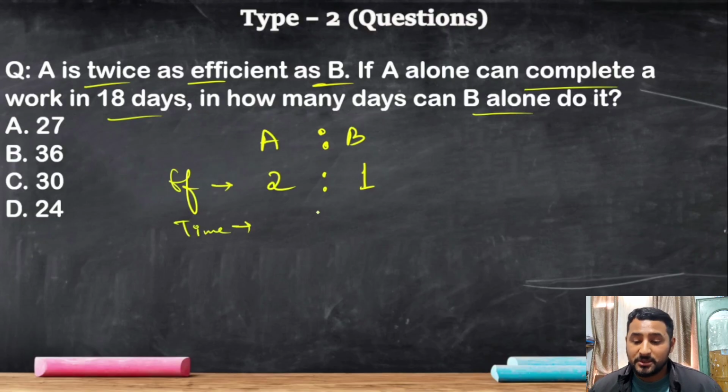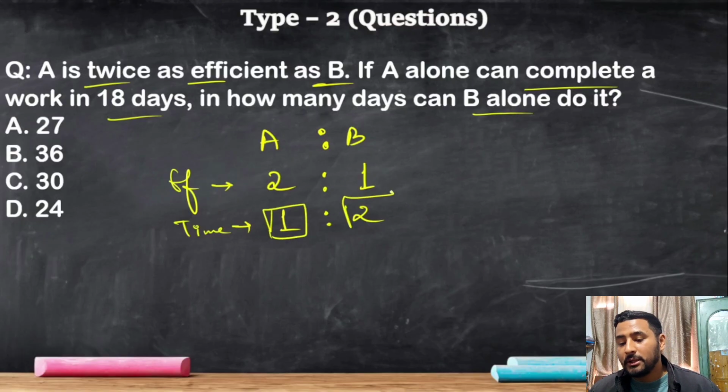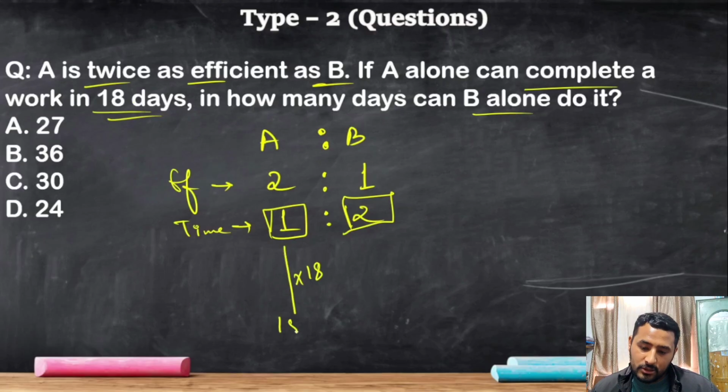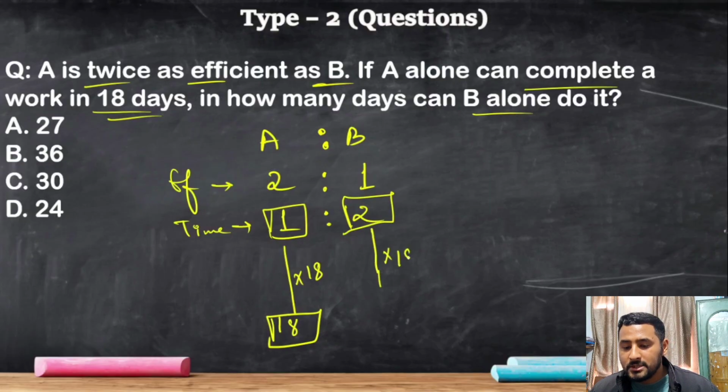Now if you know the efficiency, you will know the time automatically. Time is just the reciprocal. So 1:2. Getting my point? Time is just the inverse of efficiency, that is 1:2. Now A is taking 1 day to complete the work. B is taking how many days? 2 days. But according to the question, A alone can complete the work in 18 days, right? To complete the total work, 18 days. So B will complete in how many days?